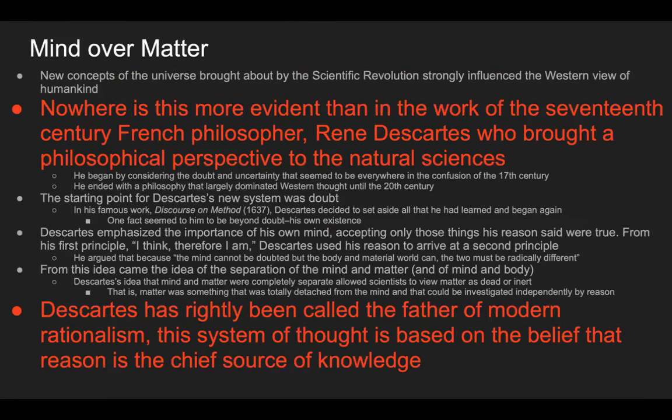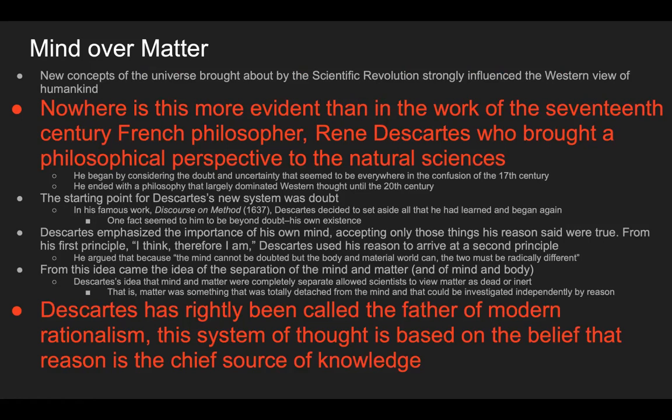Mind over matter. So now new concepts of the universe brought about by the scientific revolution strongly influenced the Western view of humankind. Nowhere is this more evident than in the work of 17th century French philosopher René Descartes, who brought a philosophical perspective to the natural sciences. He began by considering the doubt and uncertainty that seemed to be everywhere in the confusion of the 1600s. He ended with a philosophy that largely dominated Western thought in the 20th century.